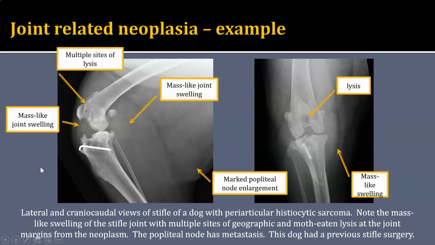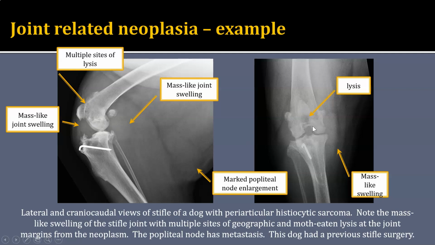This is a histiocytic sarcoma that is surrounding and affecting the stifle joint. This patient had previous stifle surgery. This is a K-wire, probably from a tibial tuberosity transposition. But currently what we see is that there is quite a bit of mass-like soft tissue swelling surrounding the entirety of this stifle joint. Here it looks very focal at the medial aspect as well. And then when we look at the bones, at the periphery of the femoral trochlea, the patella, the femoral condyle, and the proximal tibia are areas of moth-eaten lysis.